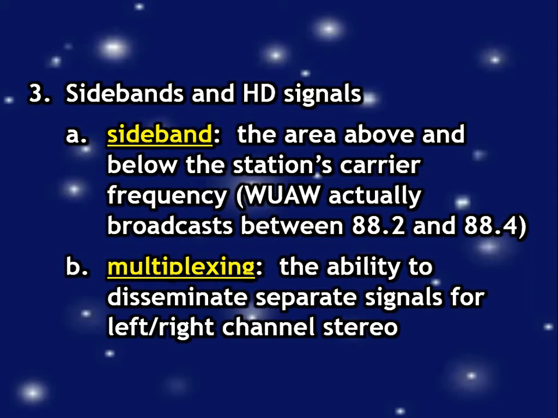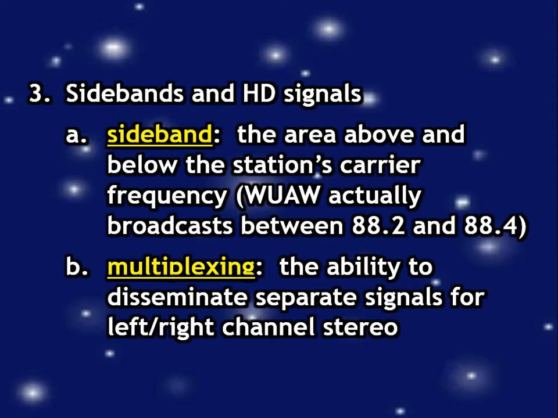Sidebands and HD signals. The sideband is the area above and below the station's carrier frequency. So WUAW, which broadcasts on 88.3 FM, the signal actually kind of floats between 88.2 and 88.4. For a station you might be a little more familiar with, G105 out of Raleigh, their sideband would include 104.9, actually 105.0 and 105.2.